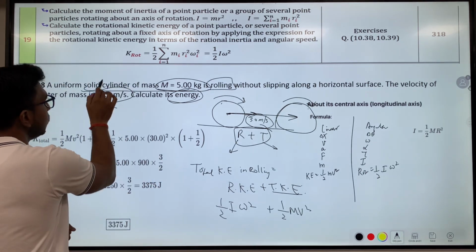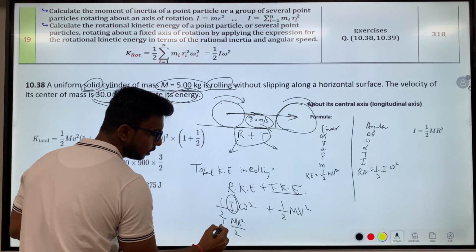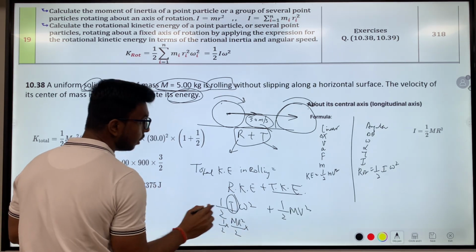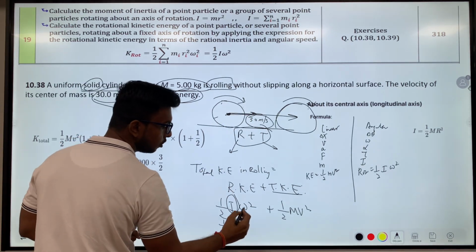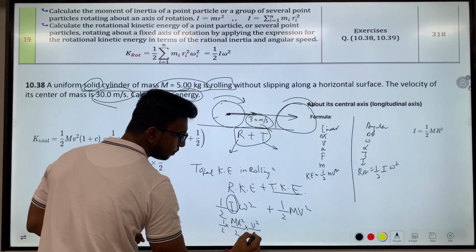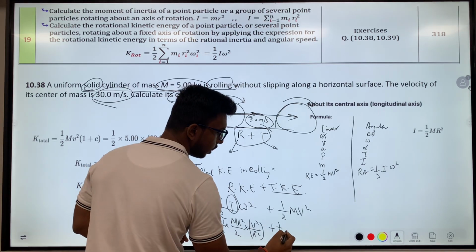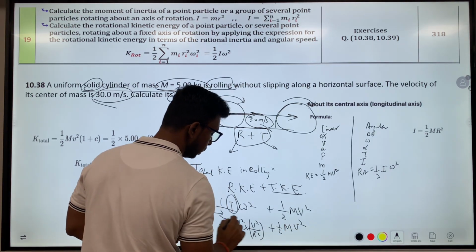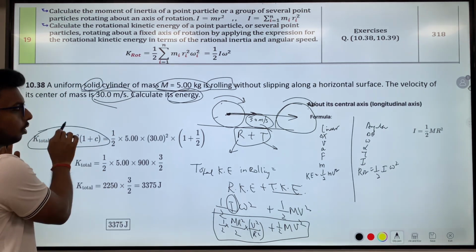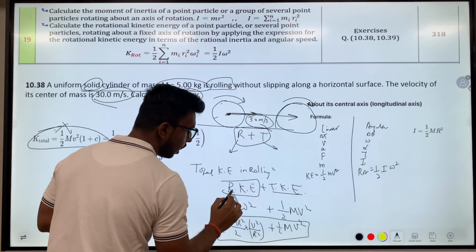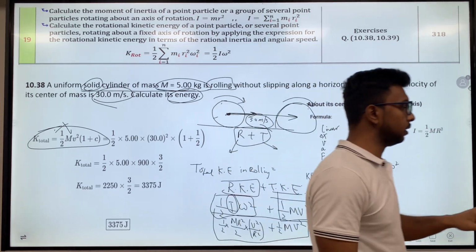Now, if it's a solid cylinder, I have I, which is mr square by 2. This is half. If I know the velocity of the center of mass, basically it is moving with r omega. So omega square comes out to be v square by r square, because omega is v by r. Plus half, I have the mass, I have the velocity. Just put these values. This is the total kinetic energy. You don't have to remember any formula. All you have to do is half I omega square, the rotational kinetic energy, plus the translational kinetic energy.